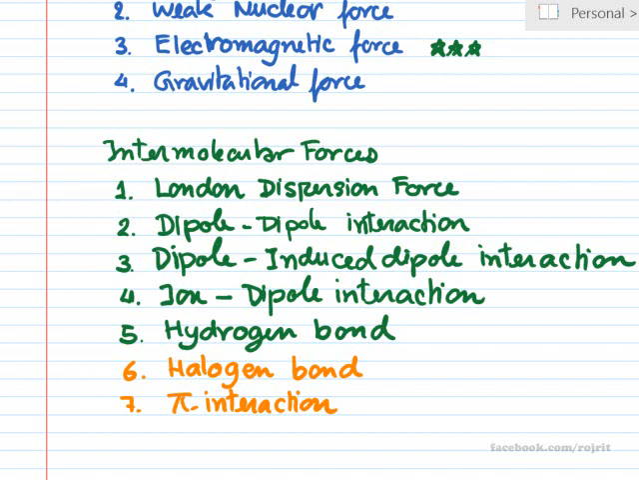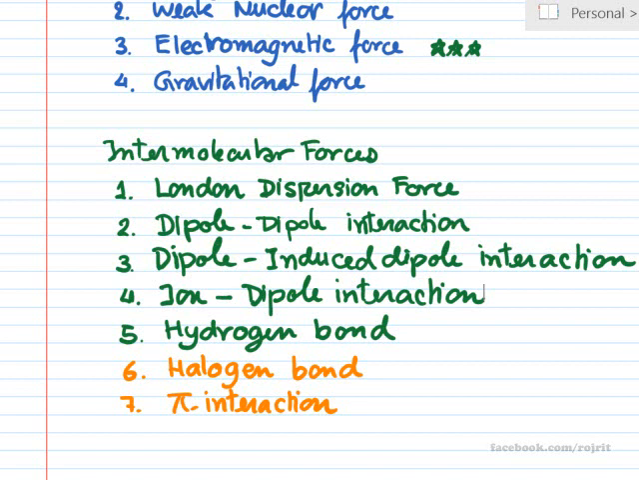We call that dispersion because this kind of force is an electrostatic force that happens because of the movement of electrons in a molecule. When the electrons move in the molecule, sometimes they are more densely packed on one side than the other.